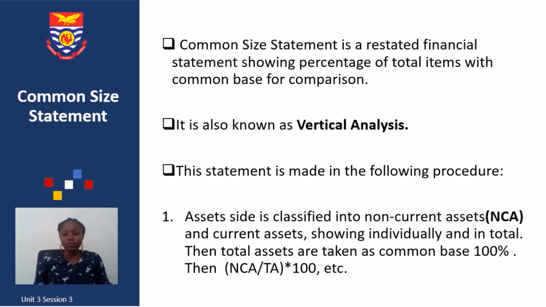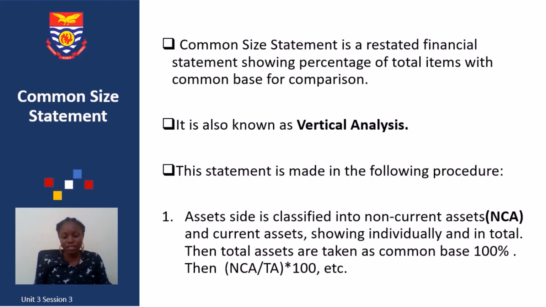When you restate your financial statements to show percentages of total items with respect to a common base in order to make comparison, this is known as common size statements, and it's also known as vertical analysis. There are several items in the statement of financial position and the income statement that you would want to compare with respect to a common base, in situations where you have to make inter-firm comparison or compare firms in the same industry.